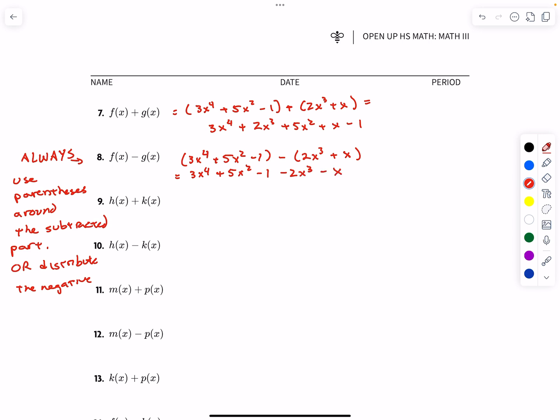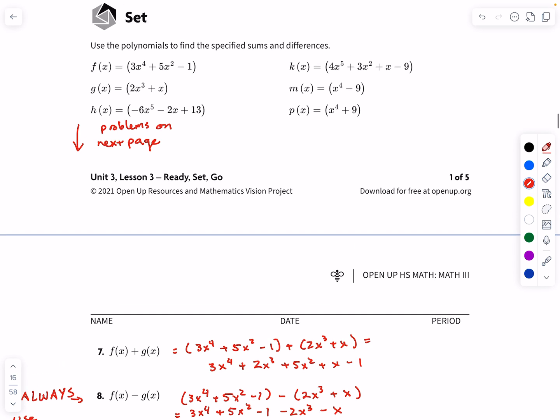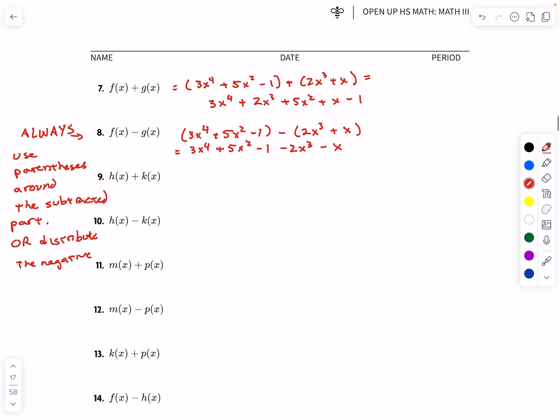Okay. So do I want to put it in order? Does it say put it in order? What does it say? Nope. So I'm not going to worry about it. Okay. H plus K.